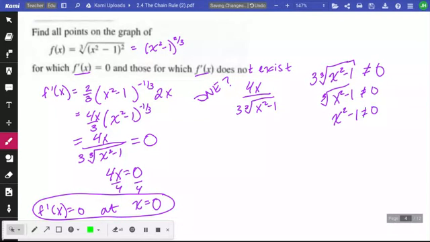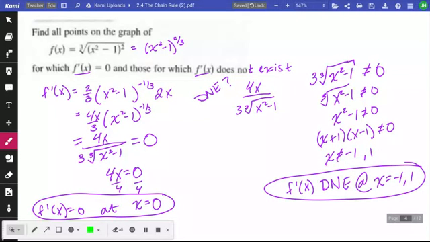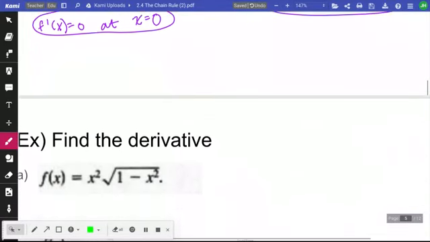And then this left side factors like this. And so then I can see that x can't be negative 1 or positive 1. So we can say f prime of x does not exist at x equals negative 1 and 1. That means it's going to have a vertical slope there and a horizontal slope at 0. If it had a square root or an even root, you'd have to do that a little differently.